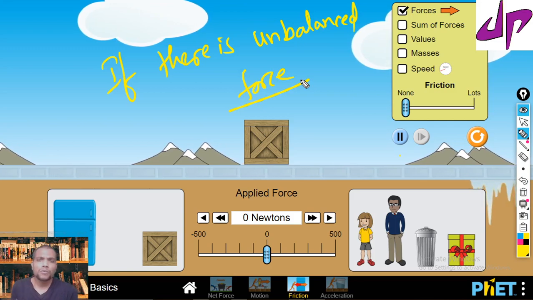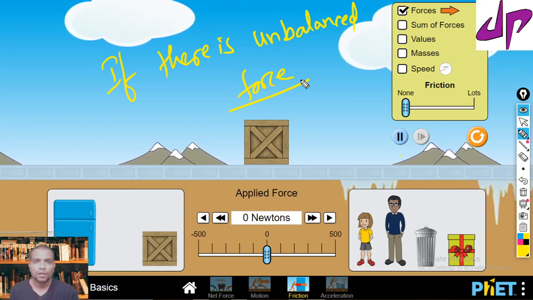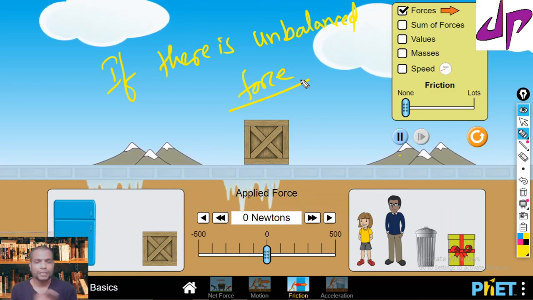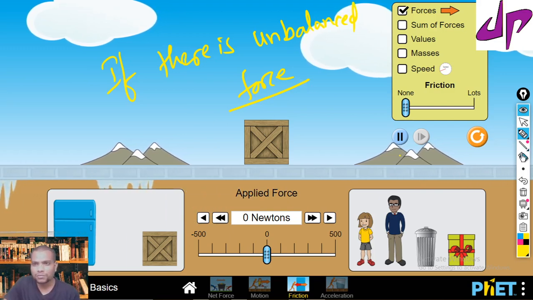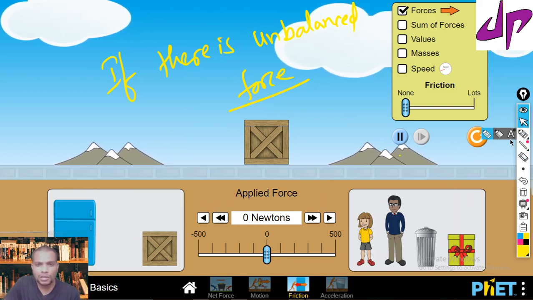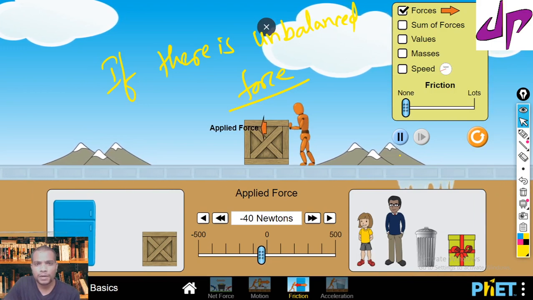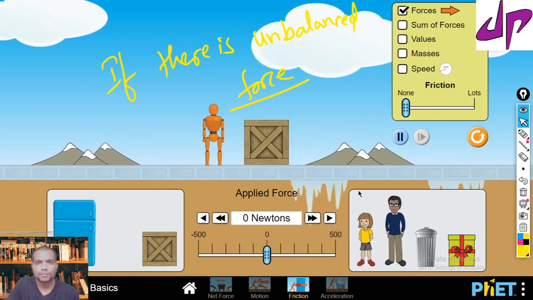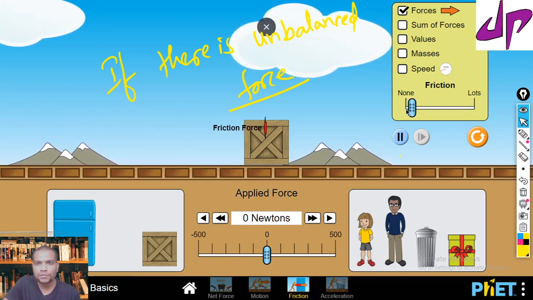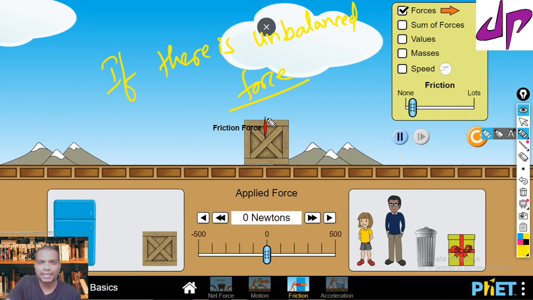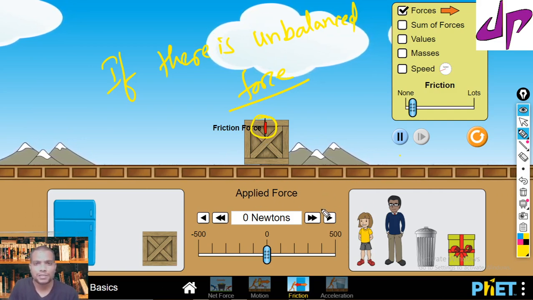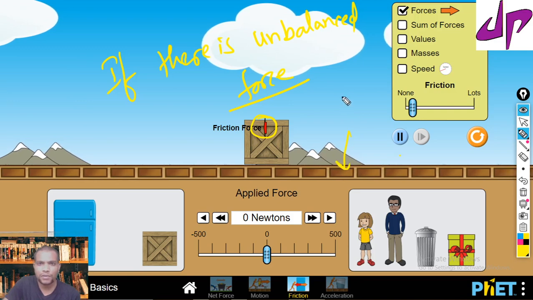Now here the box is moving, still moving. Now I want to make it stop. What can I do? Two things I can do. One thing is to apply a force on the other side. Now I applied a force on the other side. Or I can increase the friction. Now if I am applying friction, you can see friction is acting in the opposite direction. Now this surface is having friction.